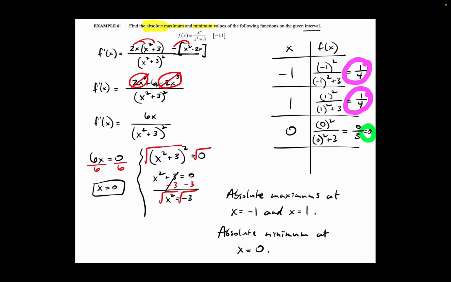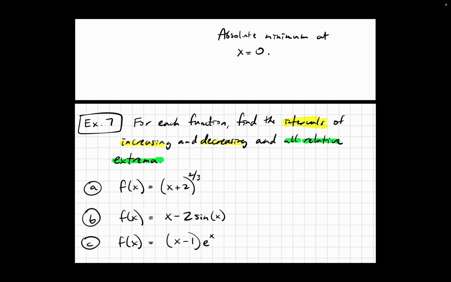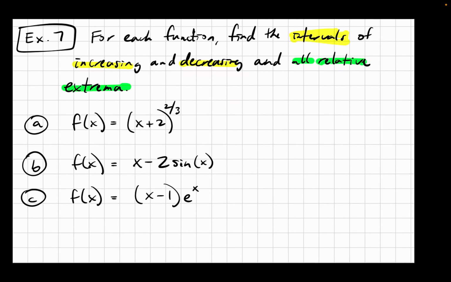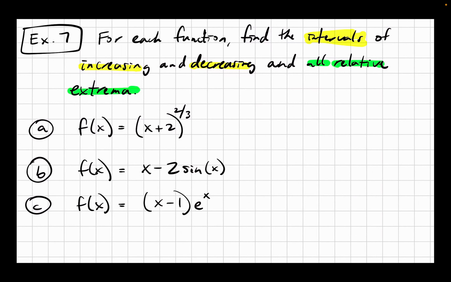So in lieu of question number 5, I have 3 more that I want to give to you. The reason I want to give you these is because they're different. Some are trig, some have e's in them, some have roots in them. We haven't really done any of those. So these are the last ones I want to do today, and then we'll do some practice questions. So 7A, 7B, and 7C. I want you to do 2 things. Tell me where they're increasing and decreasing, and tell me where the relative extrema are located.